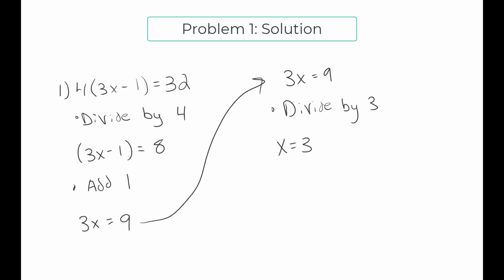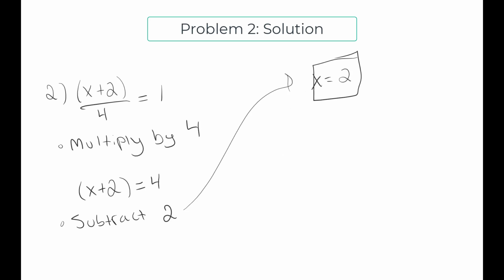And welcome back. I hope those problems didn't give you too much trouble, but let's go ahead and look at the solutions a little bit here. Starting with problem 1, we have 4 times the quantity of 3x minus 1 is equal to 32. We're going to start off by dividing by 4, and then we should be left with a 3x minus 1 is equal to 8. We're then going to add 1 onto both sides, so we get 3x equals 9. And then we're going to divide both sides by 3, and so we should get our solution, x equals 3.